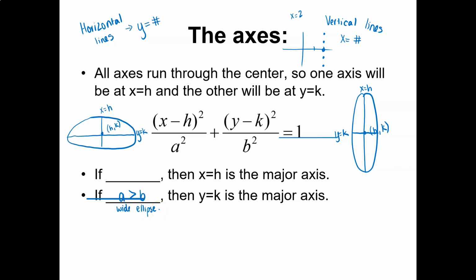Right. So for a wide ellipse, y equals k is your major axis. Okay. For your tall ellipse, for that tall ellipse, B is greater than A. And for that tall ellipse, x equals h is your major axis. That vertical line is your major axis.